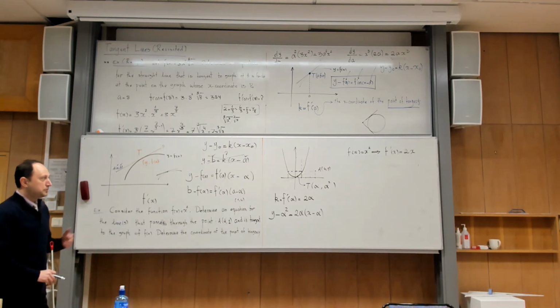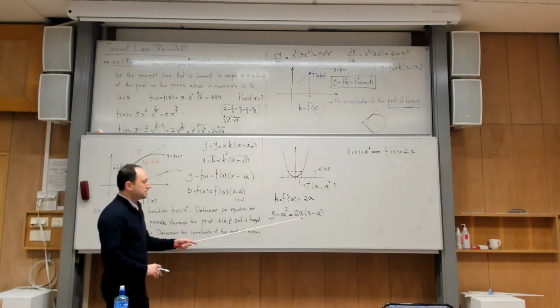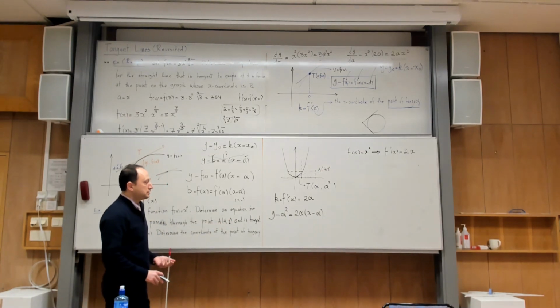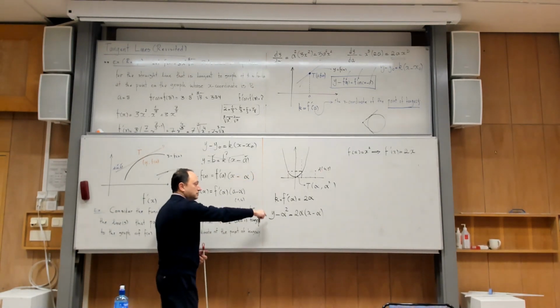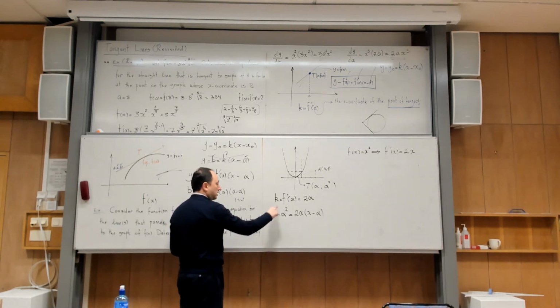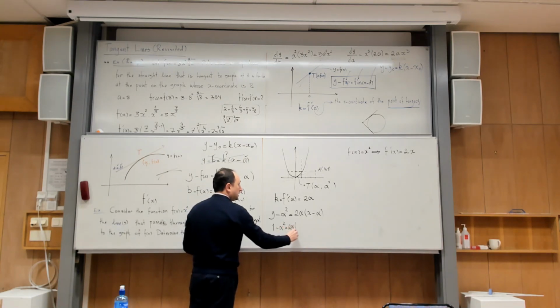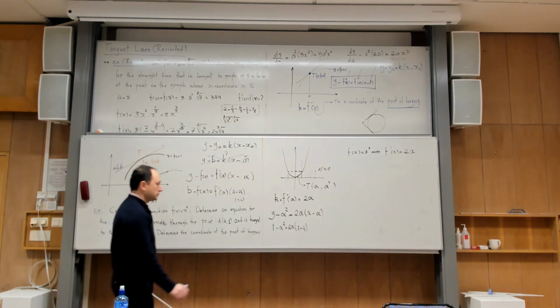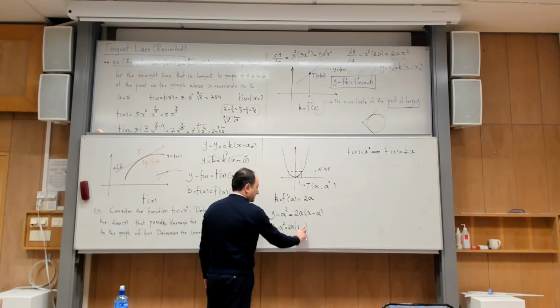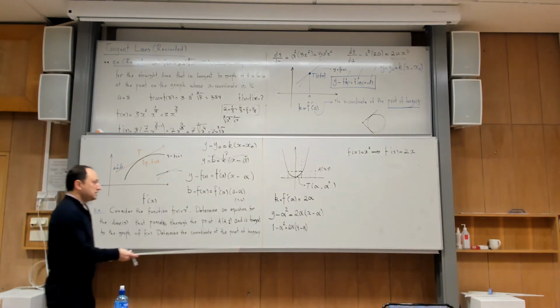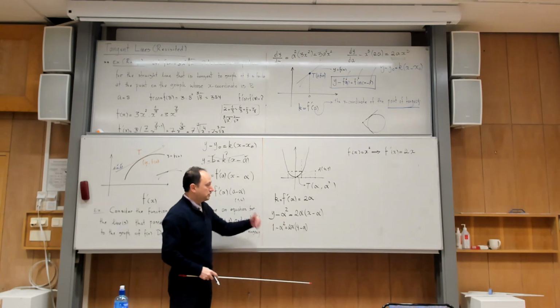I have one extra piece of information in the problem. I know that this line is supposed to pass through this point. So what does it mean? It means that the coordinates should satisfy this equation. So instead of y, I put 1 minus alpha squared is equal to 2 alpha, x minus alpha. Oh, sorry, what did I do? Instead of x, I have to put 4. So this is supposed to be my tangent line.